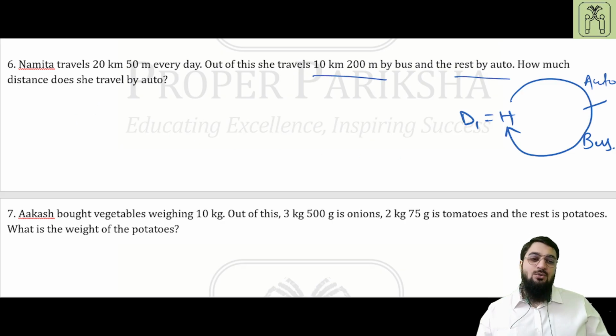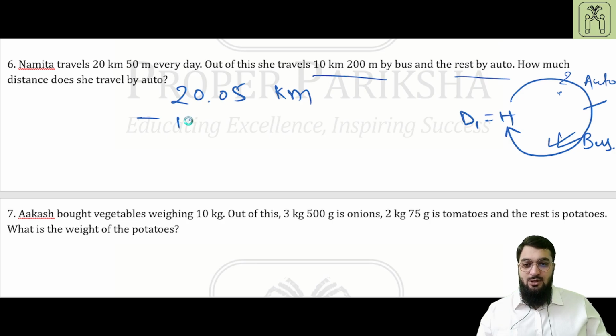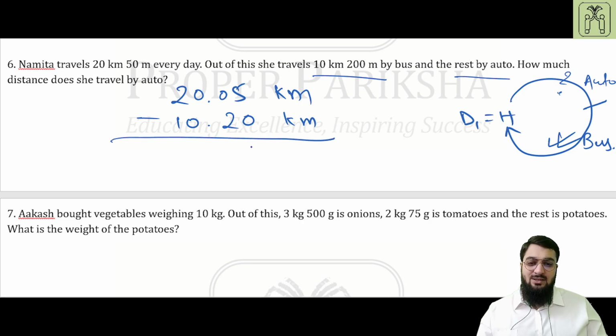Therefore, if we know any one of the distances, we can find the other distance. So we know the distance traveled by the bus, and we need to find the distance of the auto. So 20 kilometer 5 meter can be converted using the conversion factor 1000 and dividing. So 20.05 will be the kilometer, and from this it will be subtracted 10 kilometer 200 meter. So it will be 10.20 kilometer. Okay, and we will subtract this.